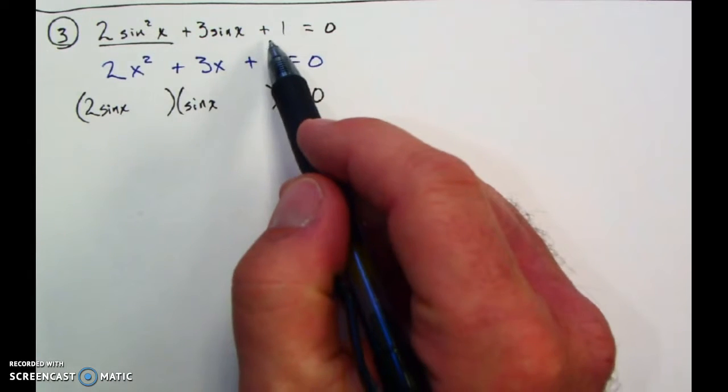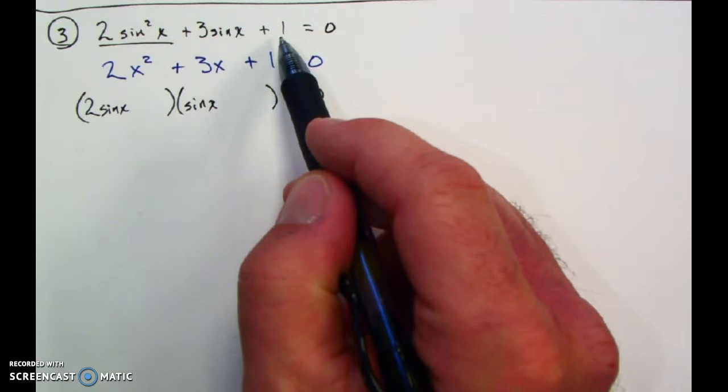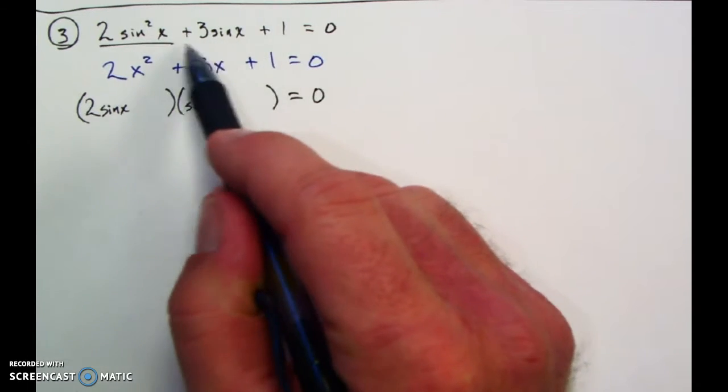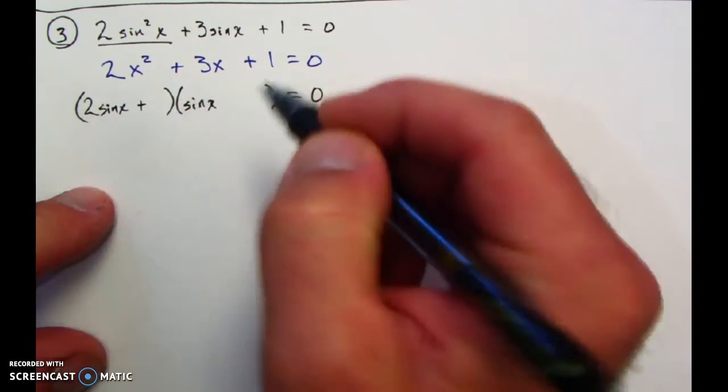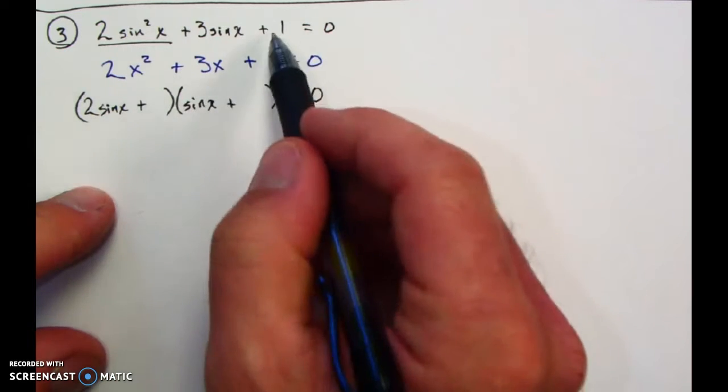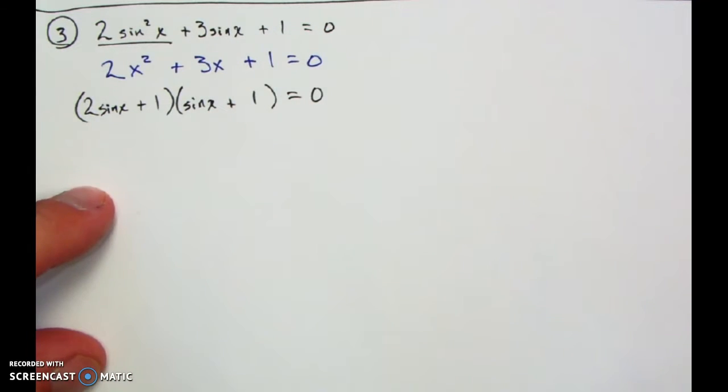Now our last terms, we get a plus 1 here, so to have a positive middle term means both of these are going to be positive, and to get 1 here, then it's going to be plus 1 on both of them.